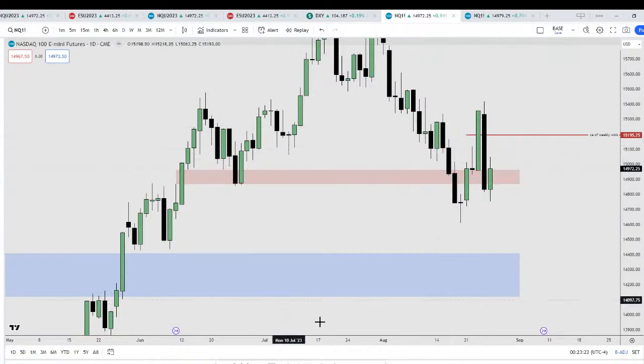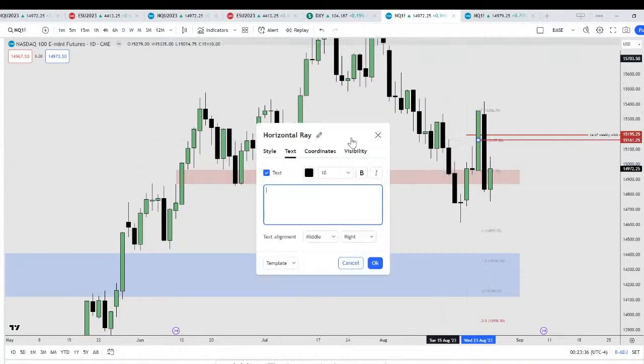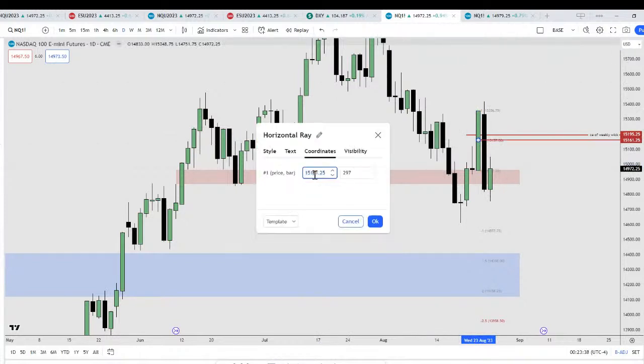I think I'm gonna change the levels here. So I'm gonna use this order block, 151.7, 151.57.